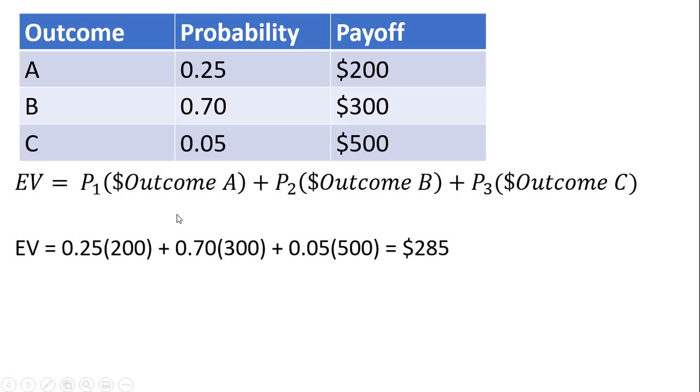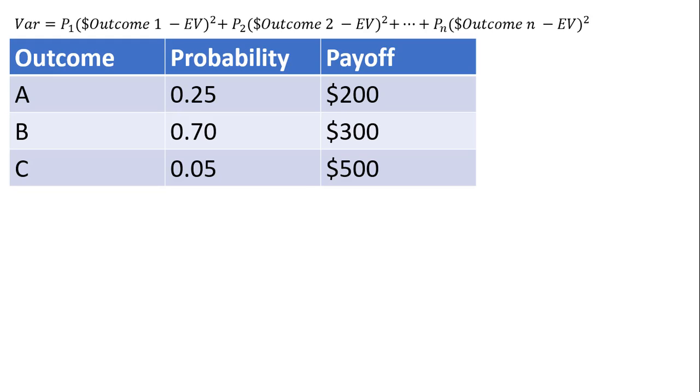So plugging everything into our formula, 0.25 times 200 plus 0.7 times 300, and finally 0.05 times 500. The expected payoff, or the expected value of this investment, is $285.